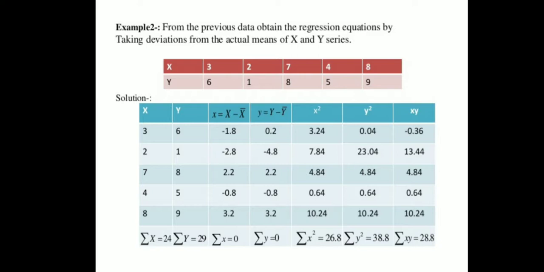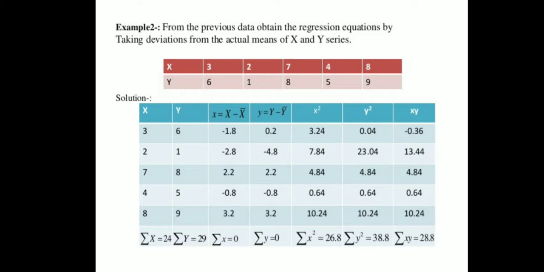Sum of x equal to 24 and sum of y equal to 29. The number of values is 5. 24 divided by 5 is the average of x, and 29 divided by 5 is the average of y. So that is x bar. Now take each value, so 3 minus x bar. X bar means 24 divided by 5, which is 4 point something.